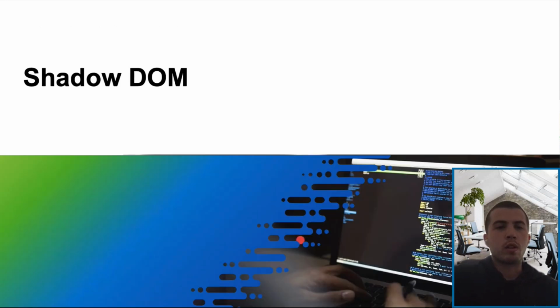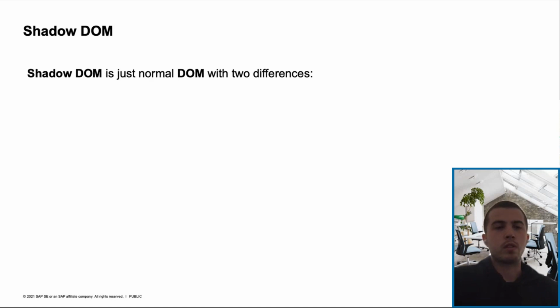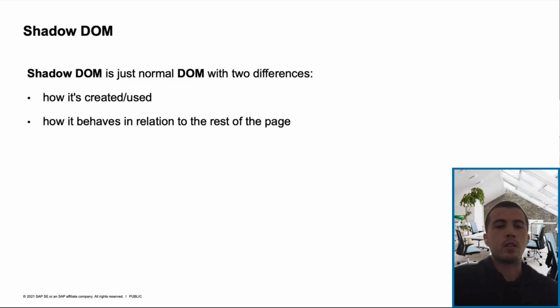Now, let's go and talk a little bit more about Shadow DOM. Shadow DOM is the second standard that we're going to take a look at. But first, before giving any example or sharing the benefits of Shadow DOM, I want to differentiate what the main differences are between Shadow DOM and just a regular DOM. There are two differences. The first one is how Shadow DOM is created and after that used. And the second one is how it behaves in relation to the rest of the page. Both are really important, and we're going to see them in action after just a while.